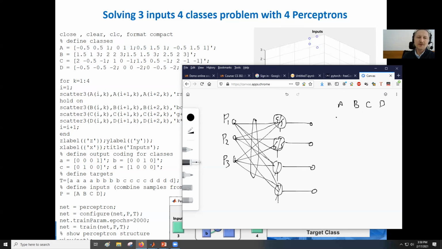In that case, we need to format the output. The first one is formatted like this in this question: 0, 0, 0, 1. If the first output is 0, the second output is 0, the third output is 0, and the fourth output is 1, in that case we will understand that this input data comes from class A. This one is the coding of C, this one the coding of B, this one the coding of D. You can write it here.